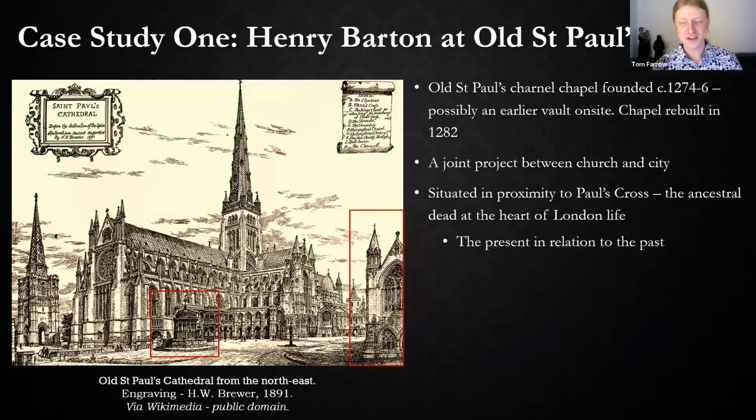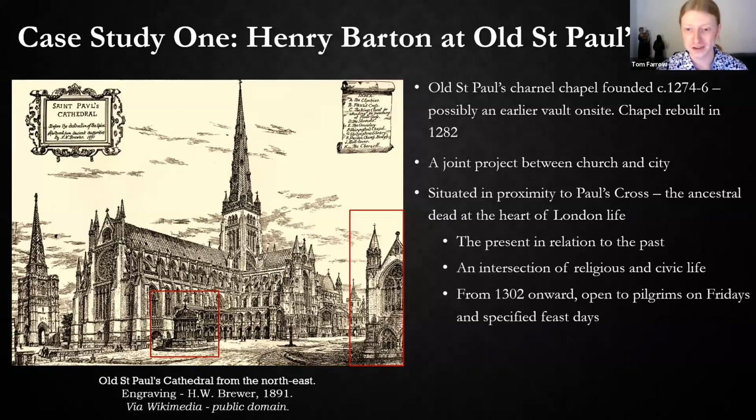So you have the present unfolding, these constant renegotiations of the present occurring in direct proximity in relation to this repository of the past and the people of the past. So in terms of an intersection of religious and civic life, there's quite a lot going on here. And of course, you have the bones visible through these windows at all times. Anyone who's walking past in the precinct is seeing the dead.